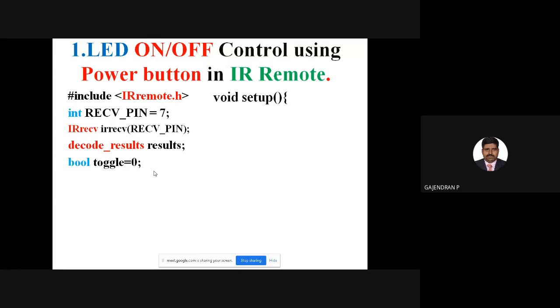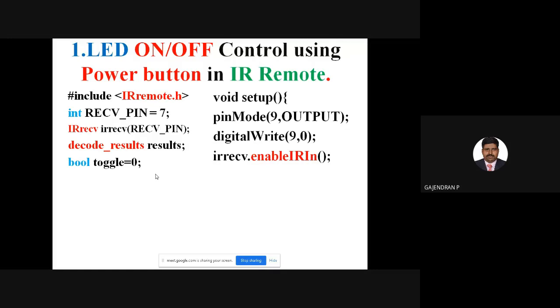Then void setup. In void setup, what I have to do? I need to first configure the LED output pin. The LED I have connected to pin number 9. So as usual, I will make pin number 9 the output pin. Then by default, the LED will be in off state, followed by enabling my IR receiver. After that, I am going to enable the blinking action. So these things must be in the setup. The last line is the only optional one. The remaining things are mandatory. Okay.